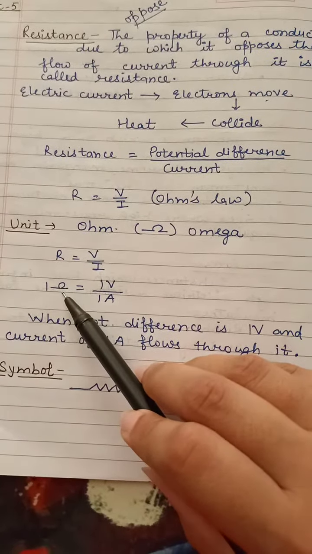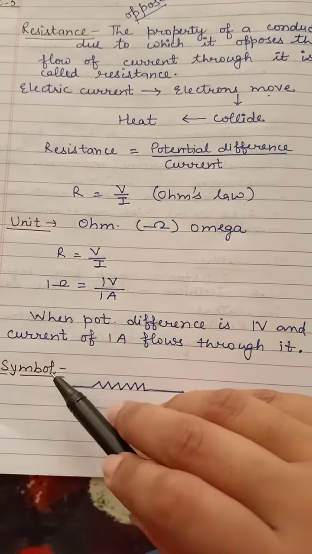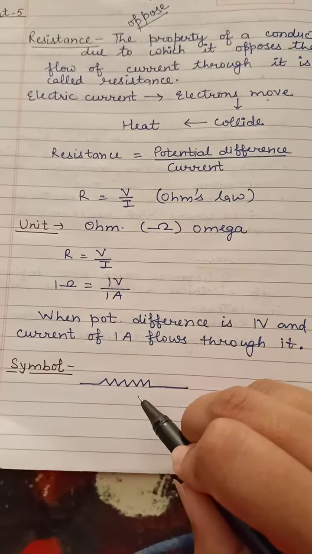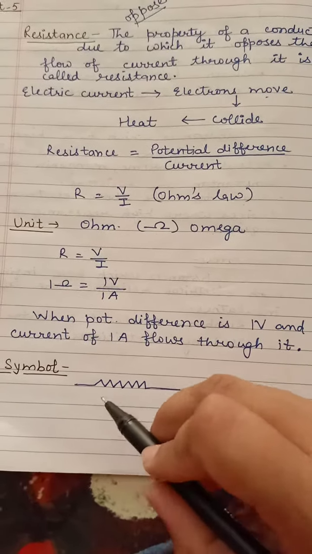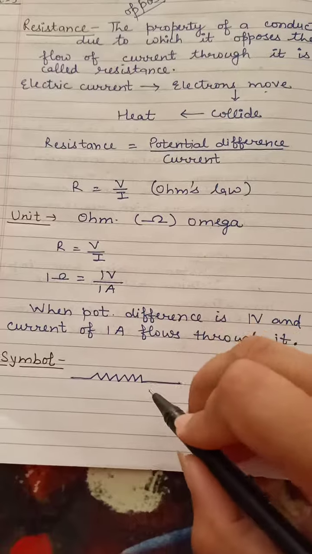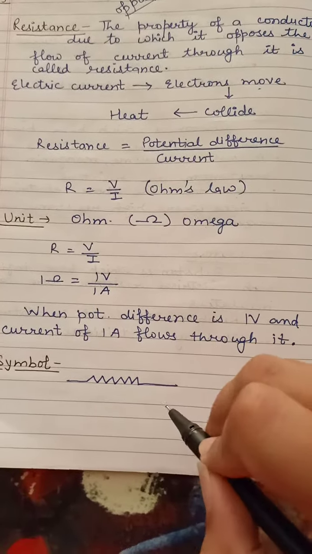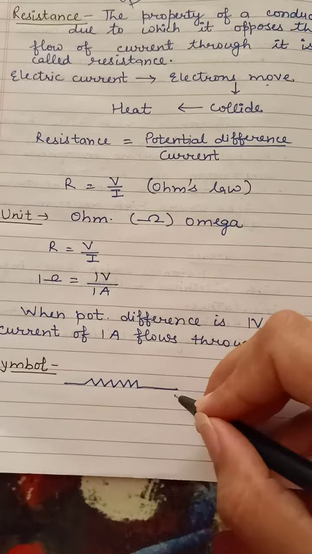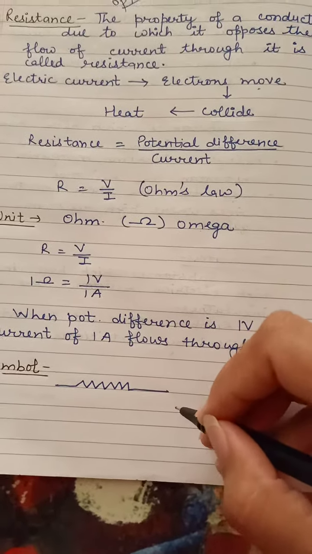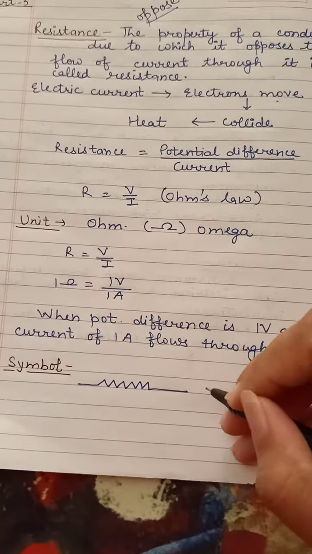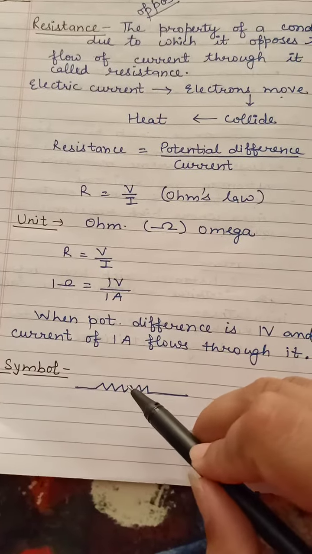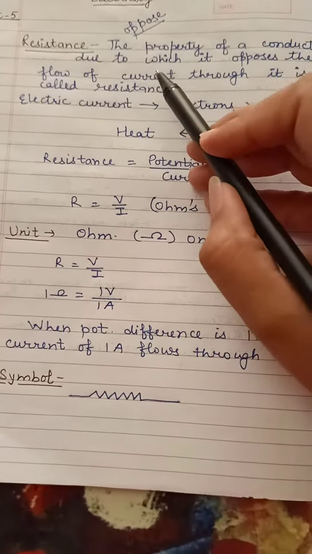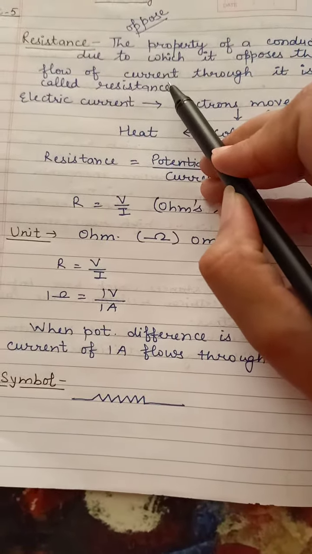will become 1 ohm. The symbol of the resistance is a zigzag pattern because of the opposition to the flow of current. Just like the speed breakers present on the road slow down the speed of the vehicles, this resistance helps to slow down the flow of current.